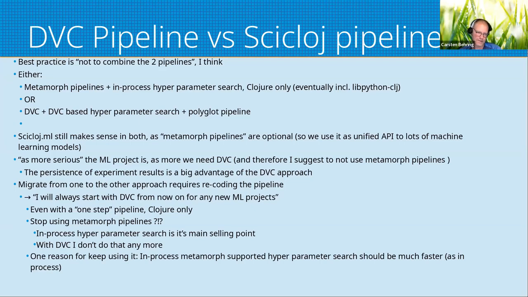I use the DVC-based hyperparameter search, because I probably need to do a polyglot pipeline. I think it's a decision which needs to be taken at the beginning, one or the other. Scicloj.ml still makes sense in both, as the Metamorph pipeline concept in scicloj.ml is optional. So we don't need to use it. We can still use scicloj.ml as a unified API to lots of machine learning models, because the Metamorph pipeline concept is optional.